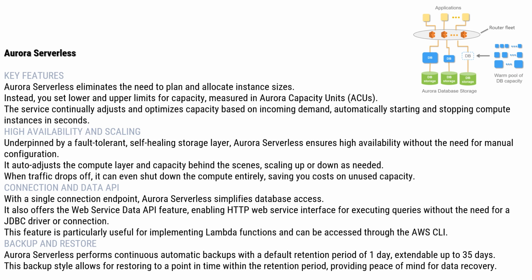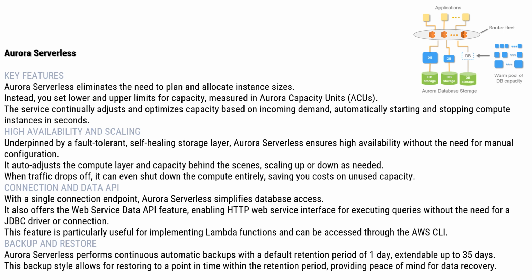Underpinned by a fault tolerant, self-healing storage layer, Aurora Serverless ensures high availability without the need for manual configuration. It auto-adjusts the compute layer and capacity behind the scenes, scaling up or down as needed. When traffic drops off, it can even shut down the compute entirely, saving you cost on unused capacity. With a single connection endpoint, Aurora Serverless simplifies database access.